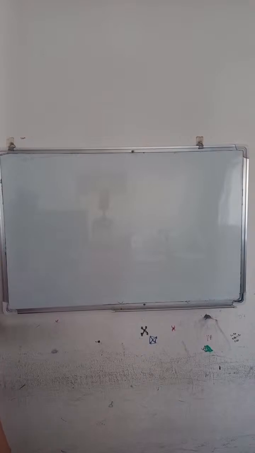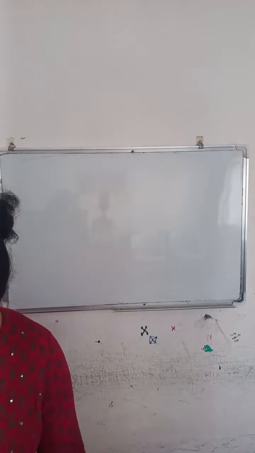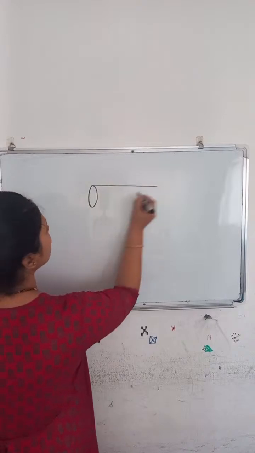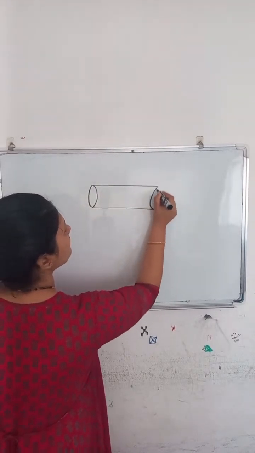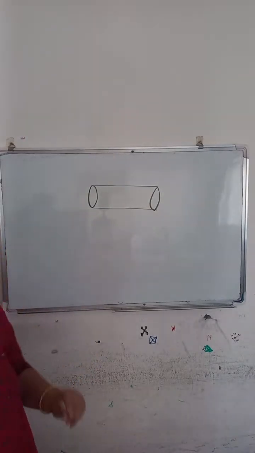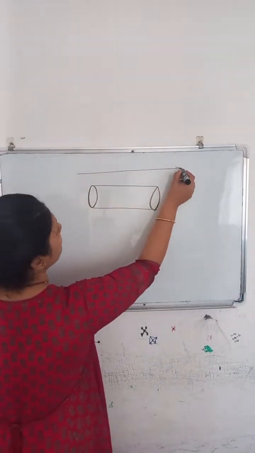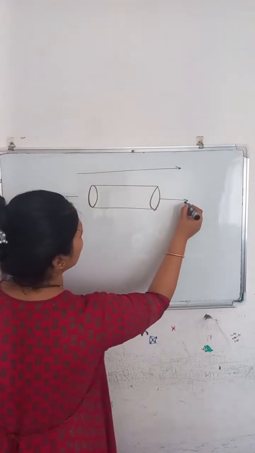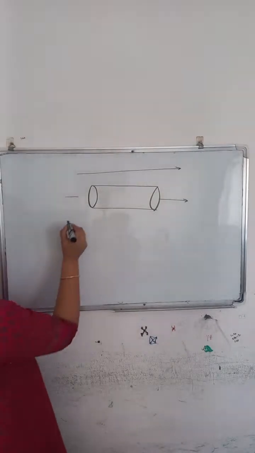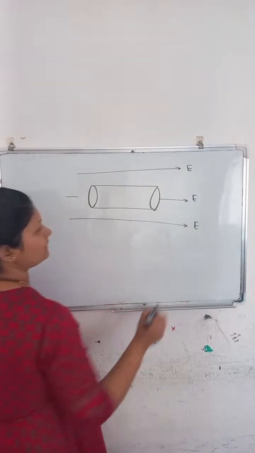Here we have a cylinder with us. This is the cylinder we have. And the electric field, what they are saying, is that it is placed in a uniform electric field. Moreover, they are saying it is parallel to the axis of the cylinder. So the electric field is like this, in this direction the electric field is traveling.